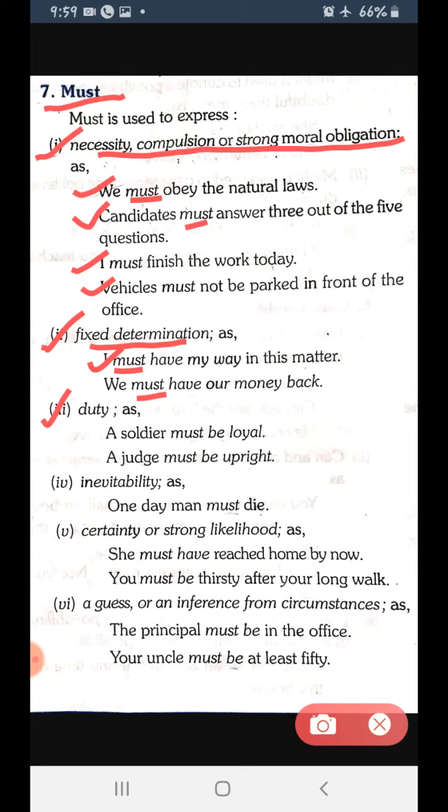Point number 3, it shows duty. Must shows duty. Example, a soldier must be loyal, because if a soldier is loyal, then only he can defend his country. Fine. So here must shows duty. Next, example number 2, a judge must be upright. That means a judge must have the ability to take the right decision.